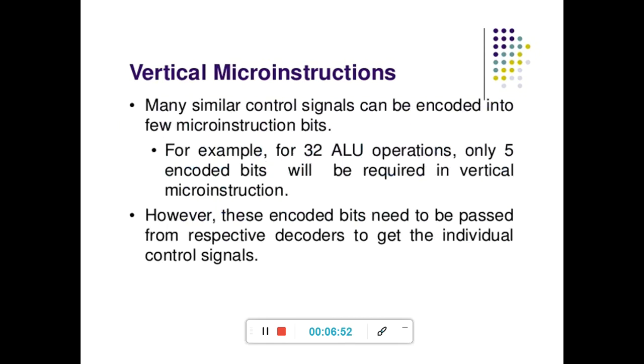Next one, it makes use of read-only memory encoding to reduce the length of the control word. Here, for 32 ALU operations, only 5 encoding bits will be required for the vertical microinstructions. We have already discussed this in the flow diagram. We need to generate control signals, and with the control signals we need the decoding sections, and only then can we implement these control signals.